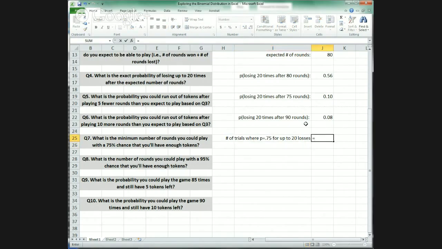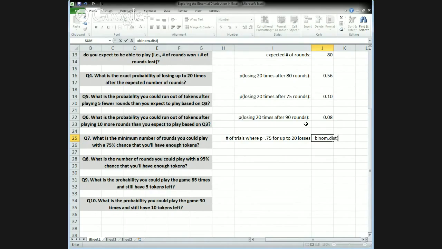Okay, and so that's going to be something that we need to do a little guessing for. So we are going to do equals binom.dist. We want up to 20 losses still. And now here what we have to do is guess the number of trials. So there's no backwards formula that we're going to use here. What we're going to do is just do some guessing. And we're going to guess a few times until we get the right answer.